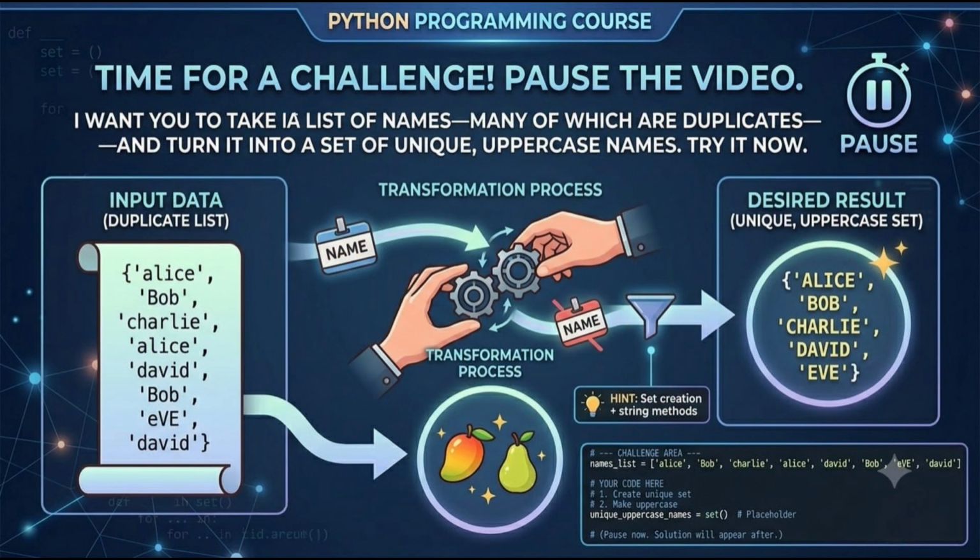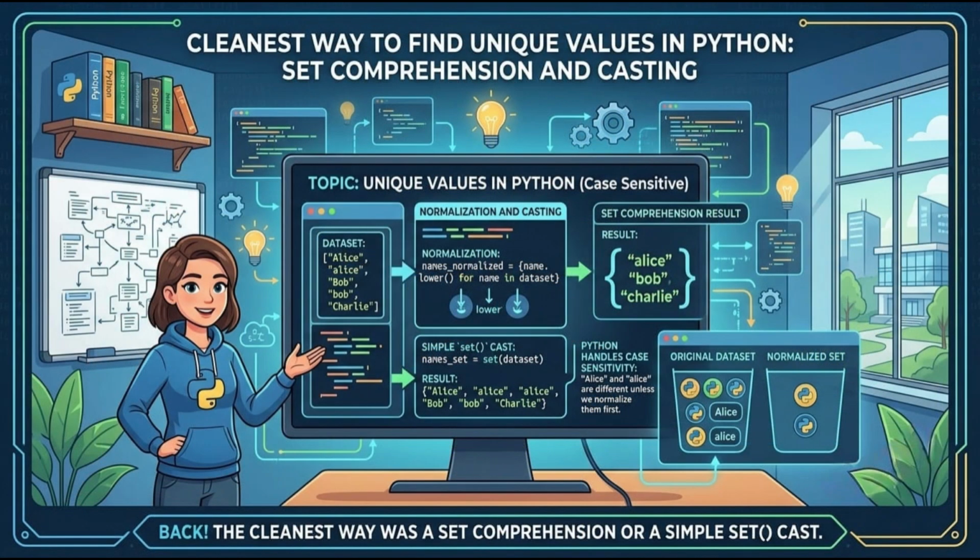Time for a challenge. Pause the video. I want you to take this list of names, many of which are duplicates, and turn it into a set of unique, uppercase names. Try it now. Back. The cleanest way was a set comprehension or a simple set cast. Notice how Python handled the case sensitivity. Alice and alice are different unless we normalize them first.